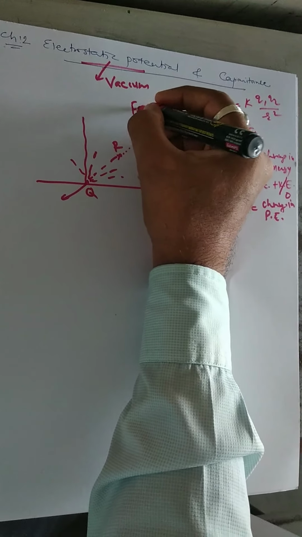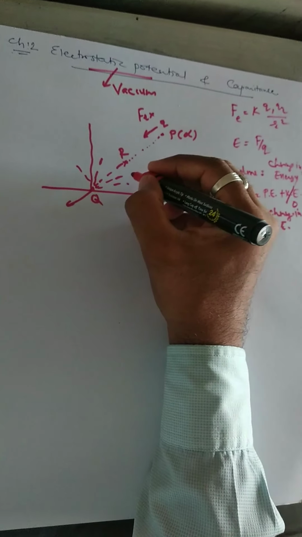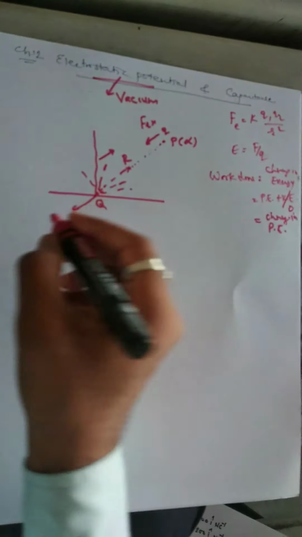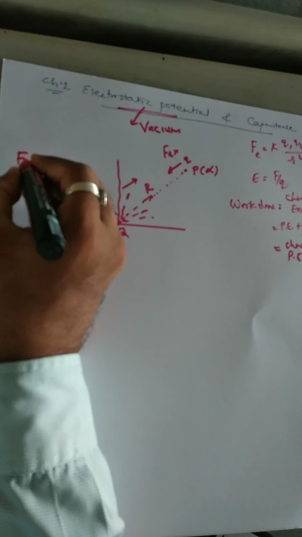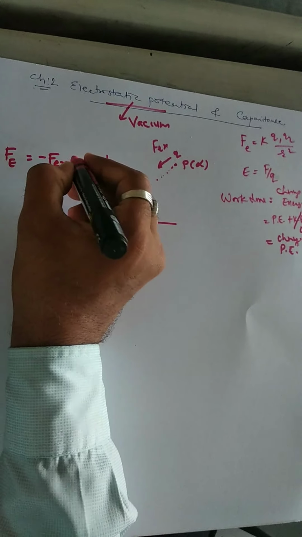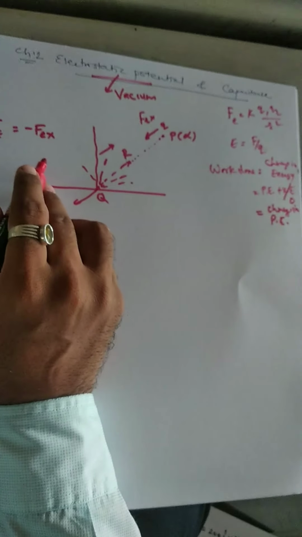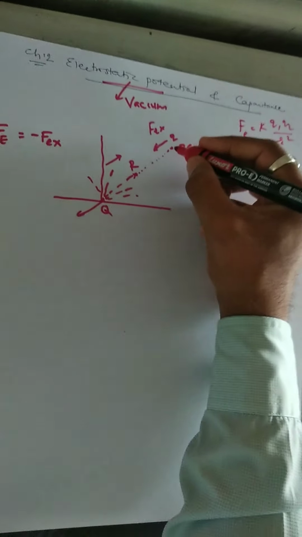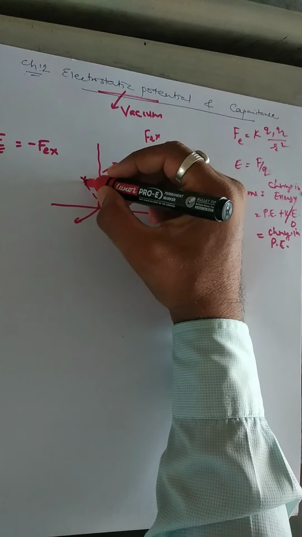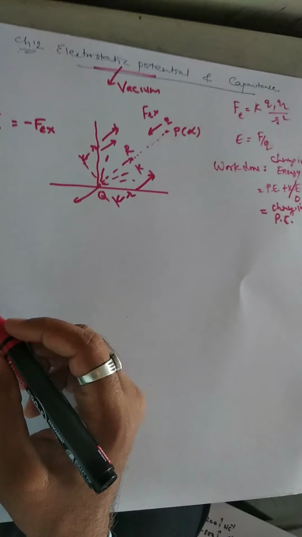So this external force which I have applied is opposite to the direction of the force due to the electric field. Okay, so I can write that the force due to the electric field is equal to minus the force due to the external force. The minus sign is because both are in opposite directions. So now suppose we move this charge from infinity to the point R in a given electric field, at a distance of R.